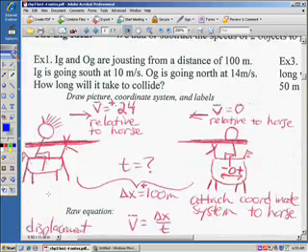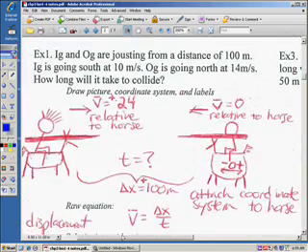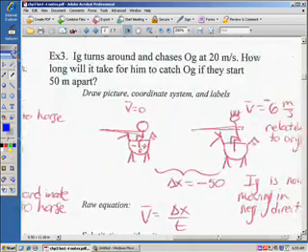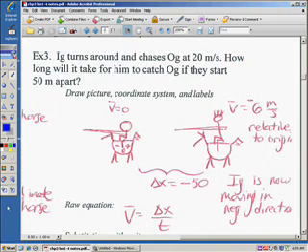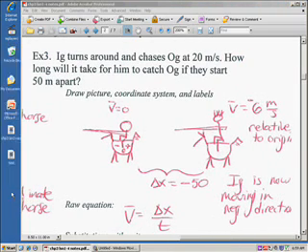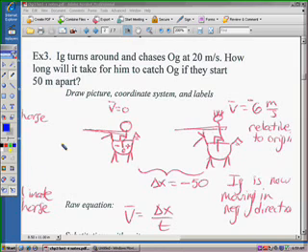Let's go up to example 3. Ig turns around and chases Og at 20 meters per second. How long will it take him to catch Og if they start 50 meters apart? Now in this case, they are moving in the same direction. Og is moving here to the left. Ig is moving to the left. So if they were moving at the exact same speed, they would never close ranks at all.